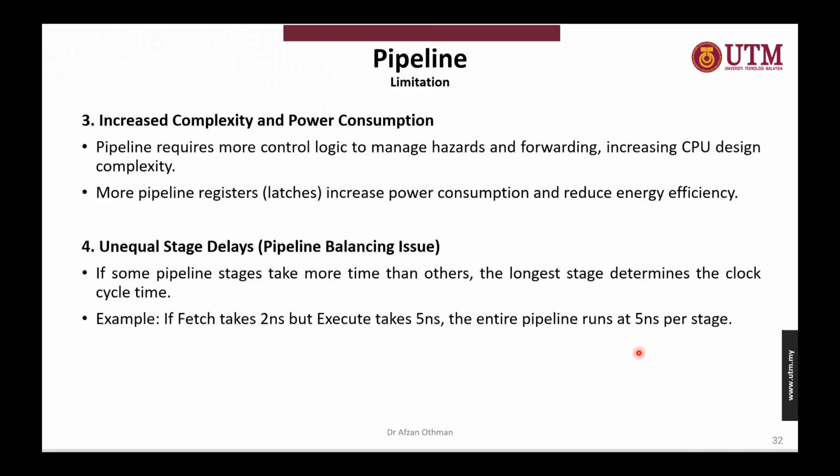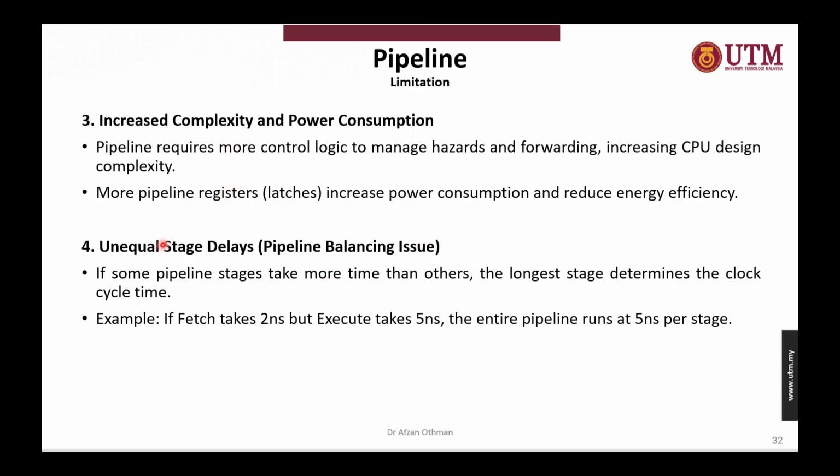And the third one is increased complexity and power consumption. The pipeline requires more control logic to manage hazards and forwarding, so it will increase CPU design complexity. If you use more pipeline registers, it will increase power consumption and reduce energy efficiency.